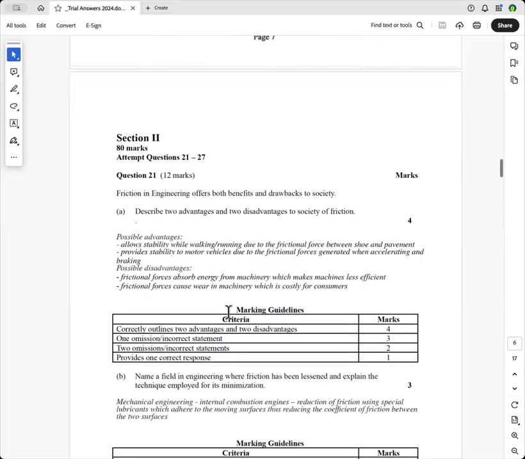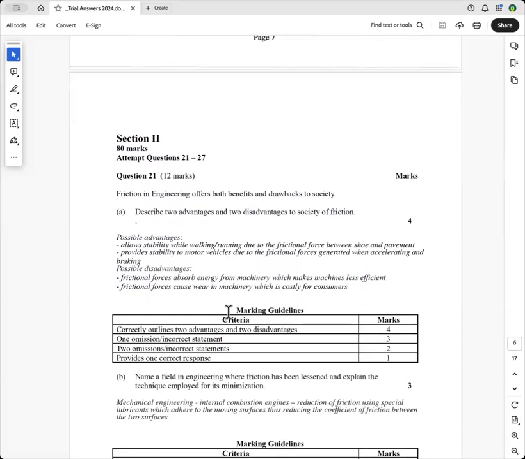Question 21A: friction in engineering offers both benefits and drawbacks to society. Describe 2 advantages. Now you've got to describe them. You just can't name them or list them. You've got to make a statement and then justify that statement. 2 advantages and 2 disadvantages to society of friction. Now it's got to be to society.